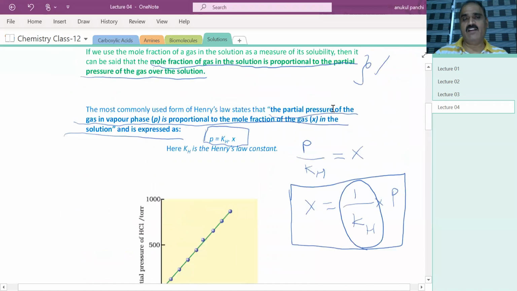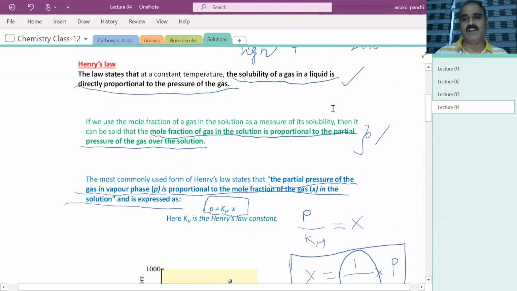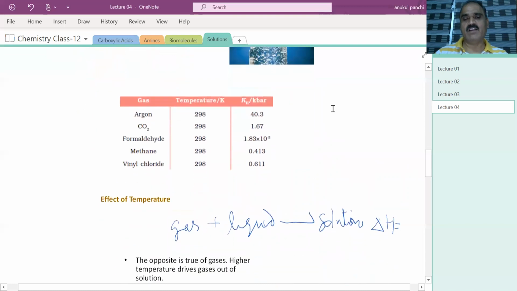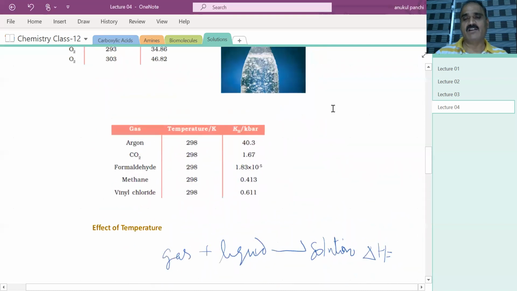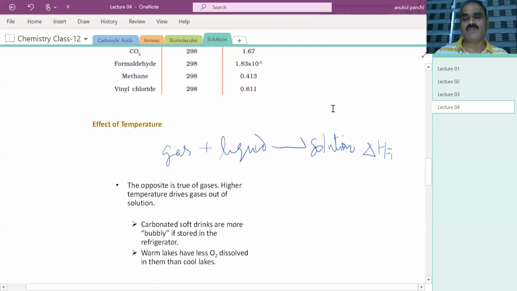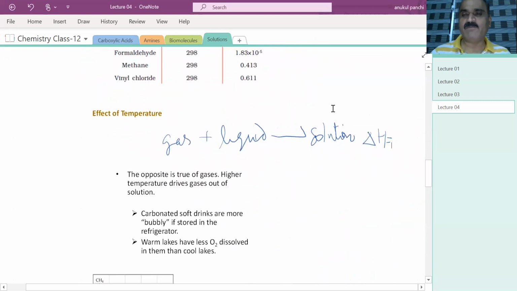You see here, when gas and liquid mix together, gas molecules come close, and forces of attraction come into play. Delta H will be negative. It means solubility is an exothermic process. On the other hand, in the vice versa direction, delta H will be positive of the same magnitude. Okay. So the opposite is true of gases. Higher temperature drives gases out of solution.